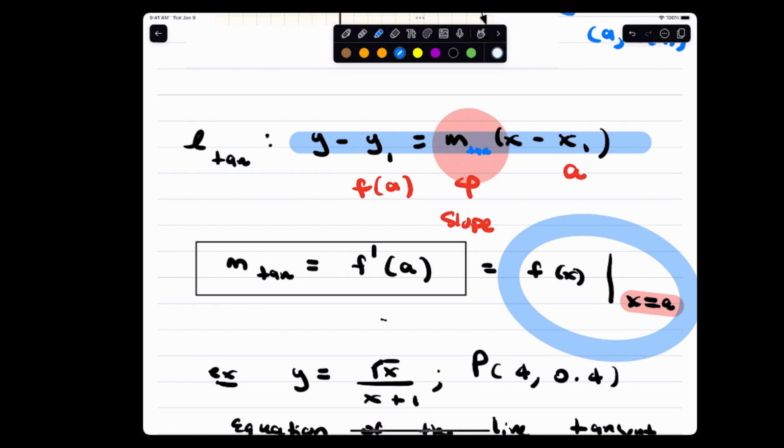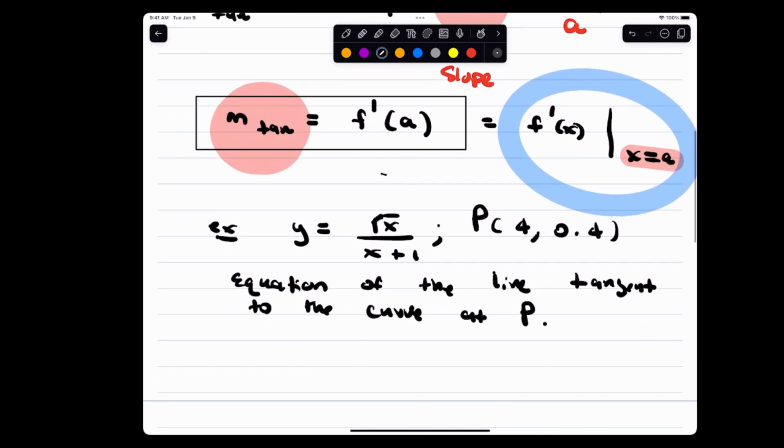Your job is going to first be to do what? To find the slope of the line tangent to the curve, which is the derivative. This is what you want to do first, in blue. So this is your curve: y equals the square root of x over x plus 1.